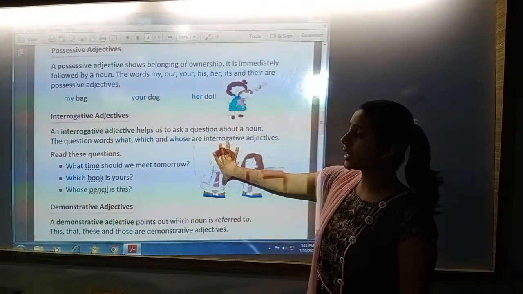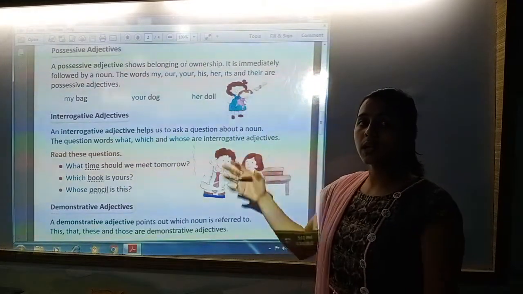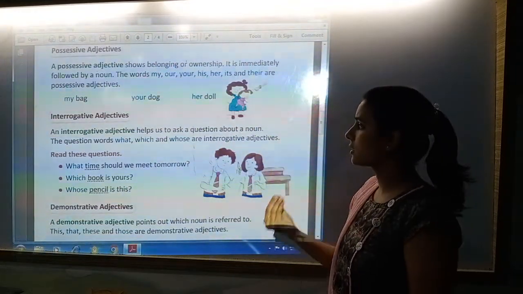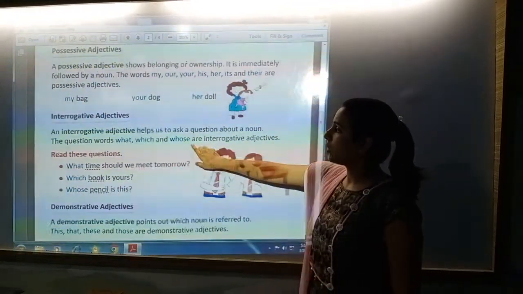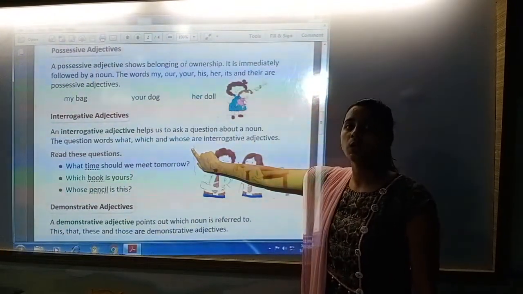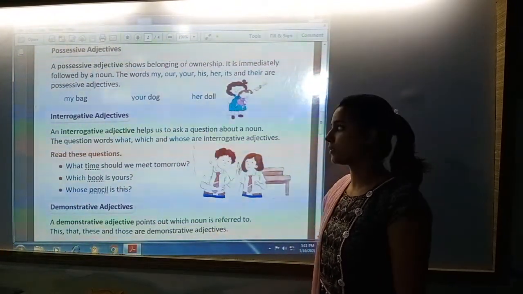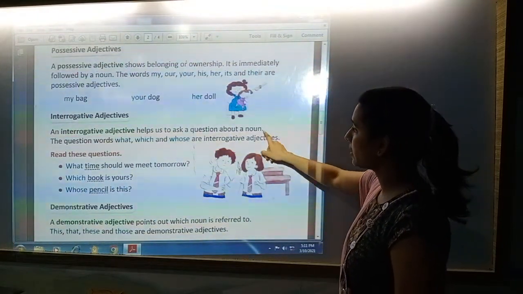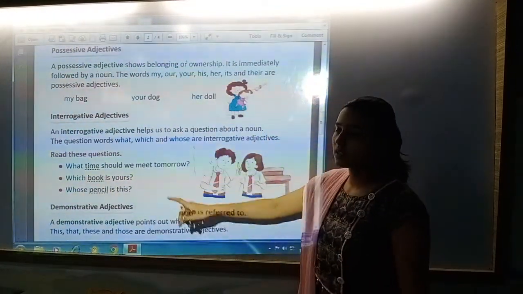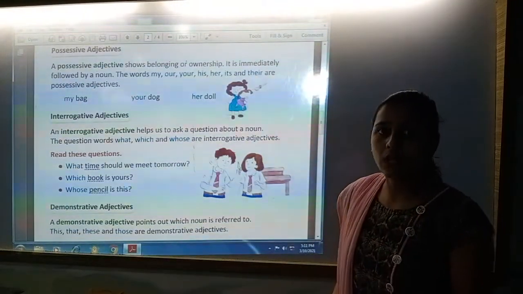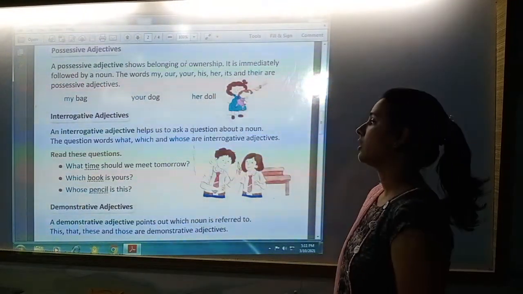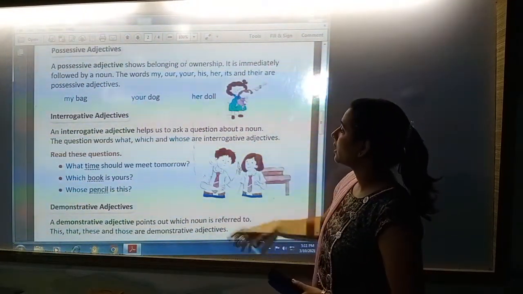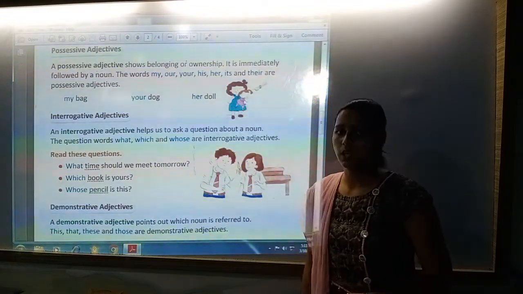Next is interrogative adjective. Interrogative, that means when you ask some questions. Those question words are known as interrogative adjectives. Interrogative adjectives help us to ask a question about a noun. Question words such as what, which, how many, how much, when, are interrogative adjectives.